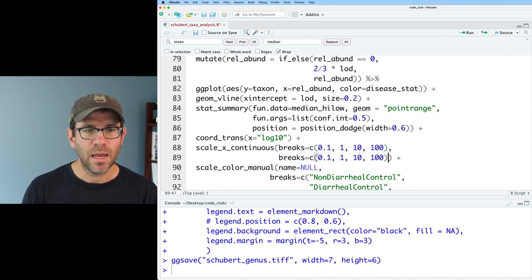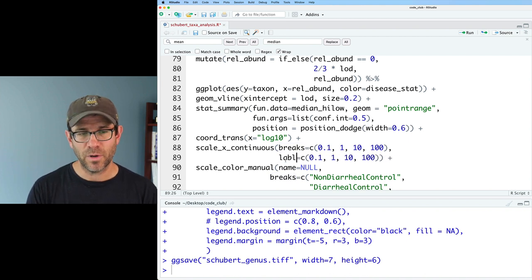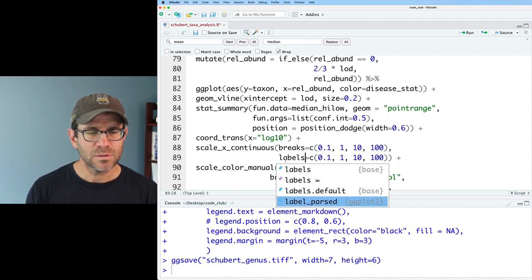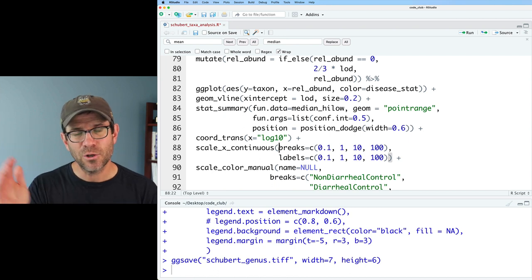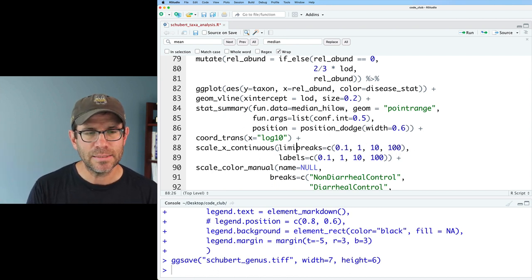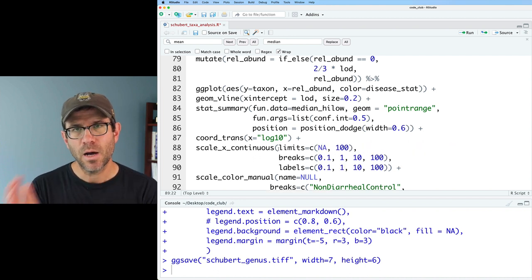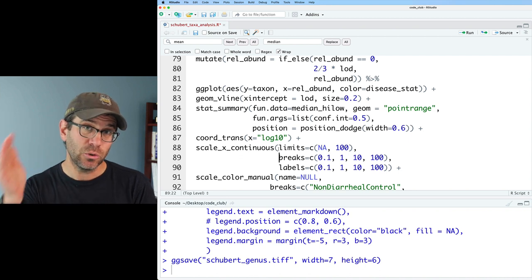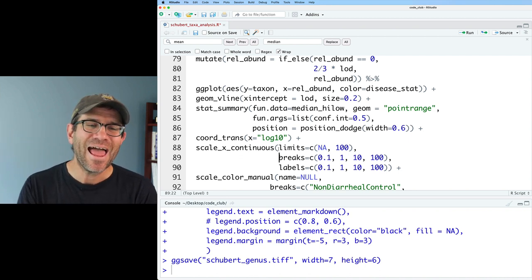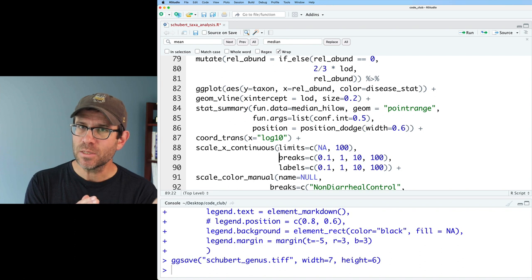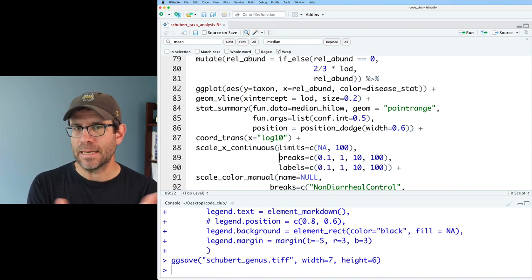And so instead of just breaks, I'm going to have breaks and labels. Also, I noticed that I didn't have the 100 position, and that's probably because I need to set my limits. And so my limits are going to go from NA to 100. What that NA to 100 means is that I want it to include 100. So 100 needs to be represented. The NA means pick the smallest value that's appropriate for the data.